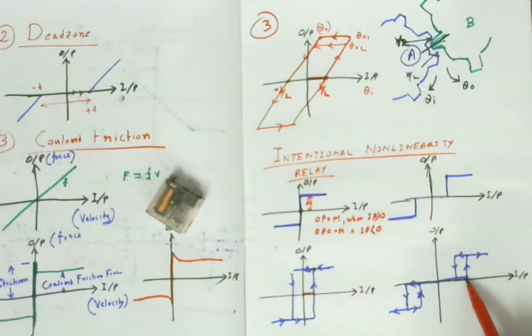At that point, the relay is on, and suddenly you are getting the output. It is on. Now, when it is on, even if you still increase your input, it is always on.